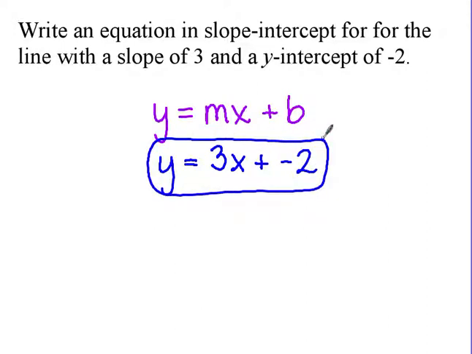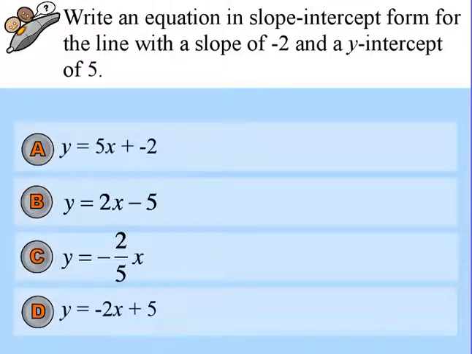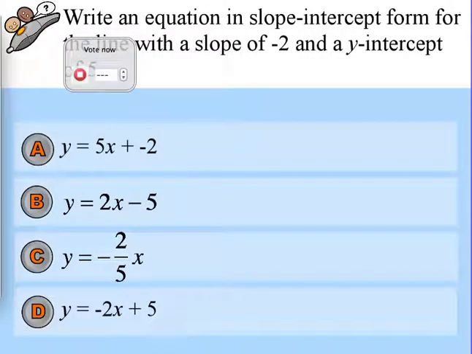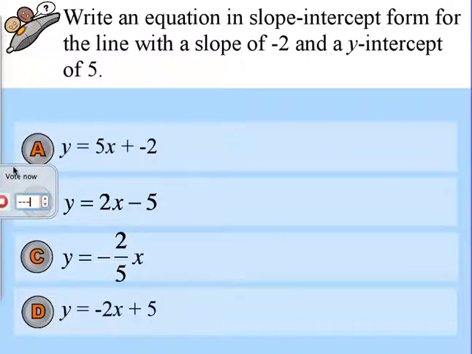So there you go. That is your answer. That's all you need to do. Doesn't need to be any more difficult than that. Yeah, you could have 3x minus 2. You don't have to have that plus and negative. It doesn't matter. Either is acceptable. So with that in mind, I want you to go ahead and look at this question. And you already have it at your table. And I need you to enter A, B, C, or D.